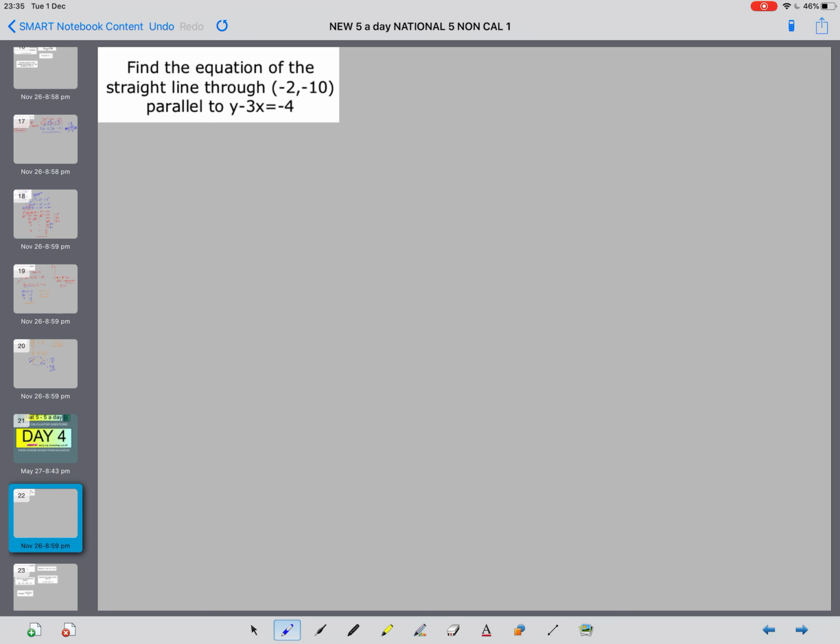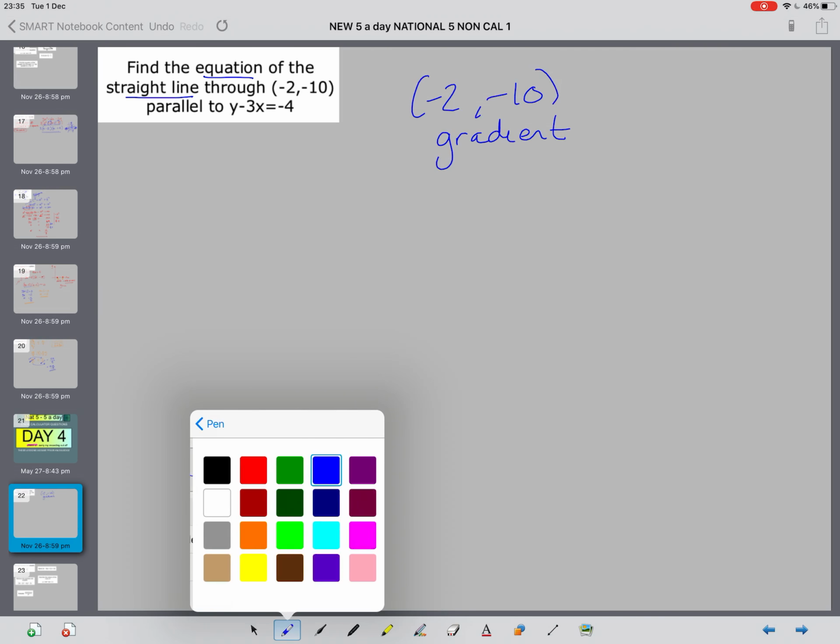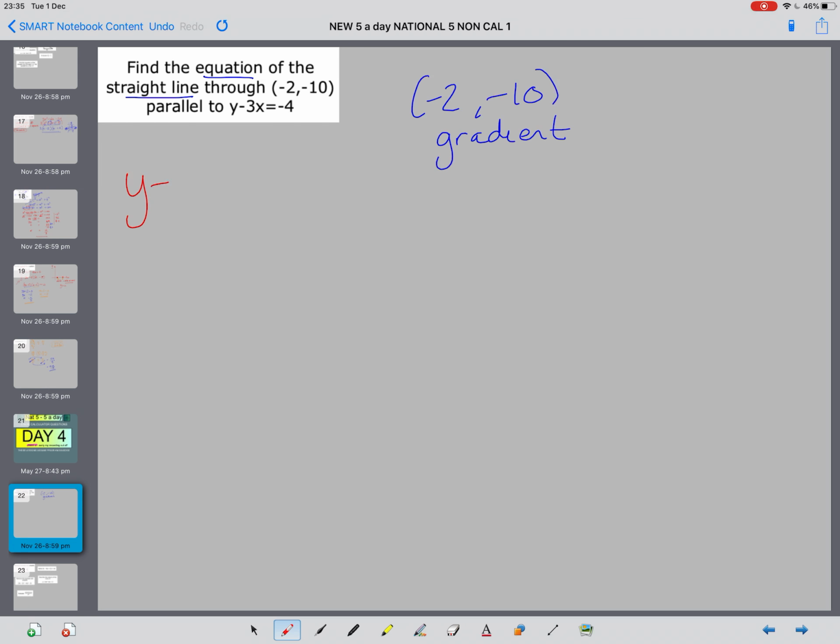And then this one here, find the equation of the straight line through the point -2, -10 and parallel to y, take away 3x equals -4. Okay, so you've got a point, which is -2, -10, and you really need a point and a gradient in order to find the equation of any straight line, okay, which is what we want to do. So we've got a point and I need the gradient. It told you another piece of information. It told you that y, take away 3x, is equal to -4.